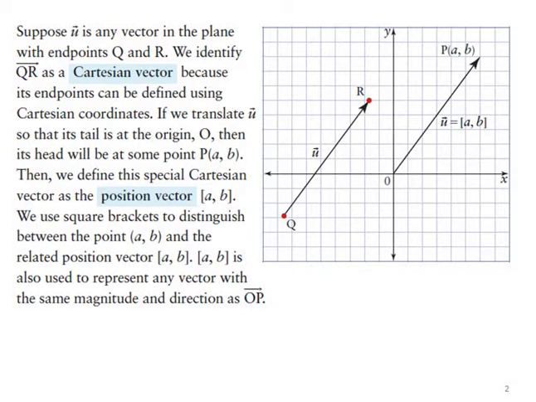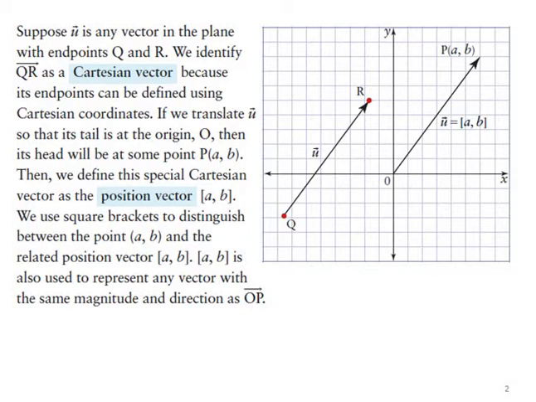For example, if we translate this vector u so that its tail is at the origin, which is (0, 0), point O, then its head will be at point B, and the components are a and b. Then we define these special Cartesian vectors as a position vector. The x is a, the y is b, and we put it in square brackets. We use square brackets to distinguish between the point and the related position vector.